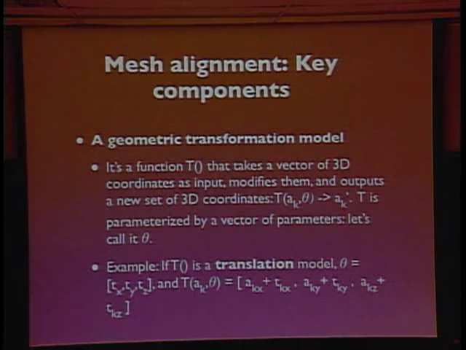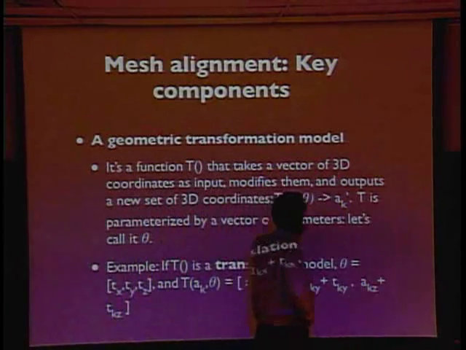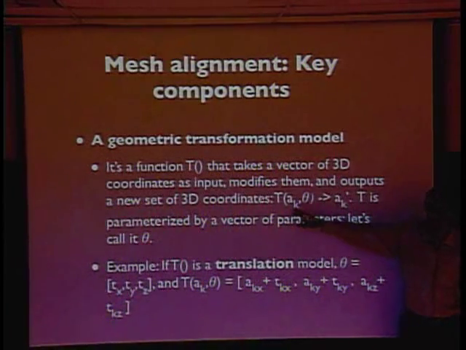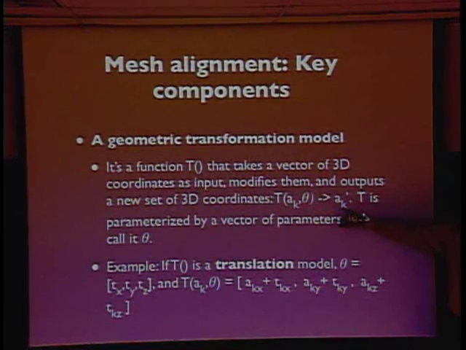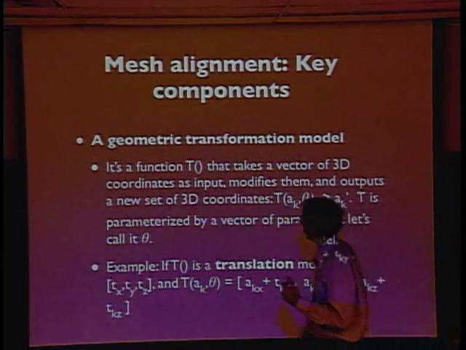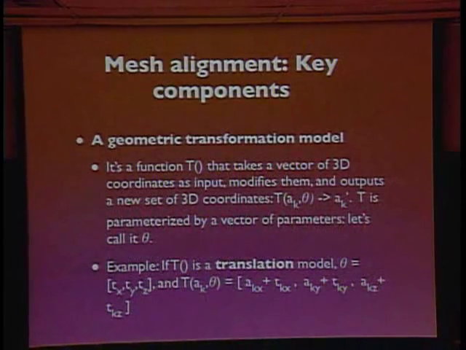A geometric transformation model is a function, T, that takes 3D coordinates as input, modifies those 3D coordinates in some way, and provides an output that is also 3D coordinates. So if you have a point A sub k, which again is just going to be x, y, z, and a vector of parameters, which we call theta, that tells you what the behavior of the geometric transformation is, then you just get a new x, y, z coordinate A k prime. The parameters that govern how this geometric transformation works are called theta. I'll just say that it's a vector of parameters.